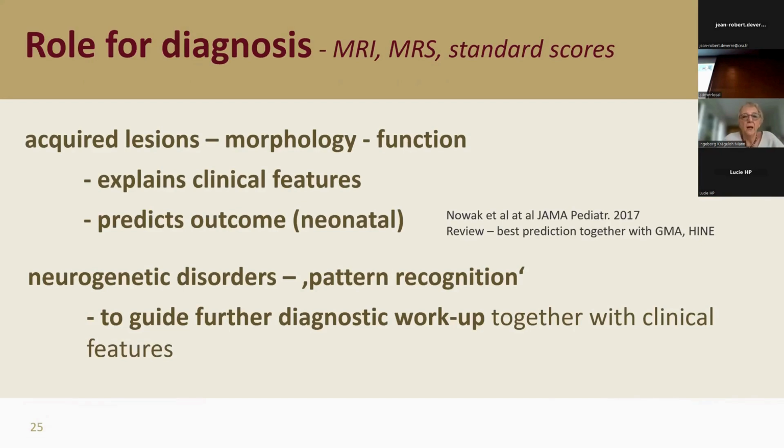In acquired lesions, the knowledge about morphology and function is extremely important for the diagnosis, and if it explains the clinical features, you can be sure that both are related. If it does not, you have to look for another diagnosis for the disease. And very importantly, when it concerns early imaging, neonatal imaging, it is very powerful in predicting outcome. There has been a review in JAMA Pediatrics not so long ago that imaging is the best predictor together with neurological items. And when it concerns neurogenetic disorders, pattern recognition is really very important to guide further diagnostic workup together with clinical features.